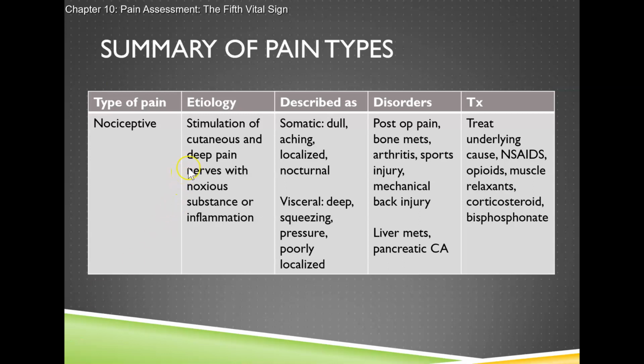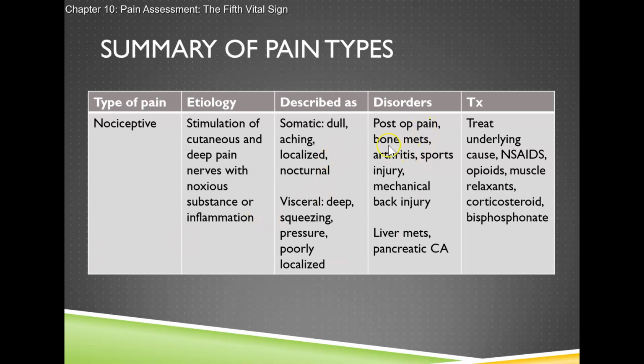So nociceptive is stimulation of cutaneous and deep pain nerves with noxious substance or inflammation, described as somatic, dull, aching, localized, nocturnal at night sometimes. Visceral is deep squeeze and pressure and poorly localized.